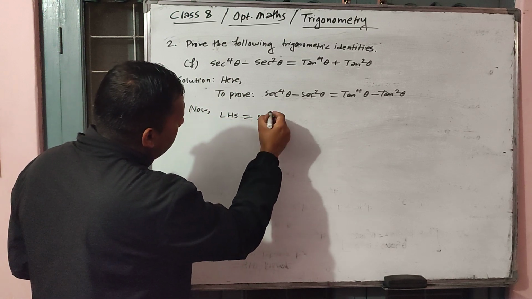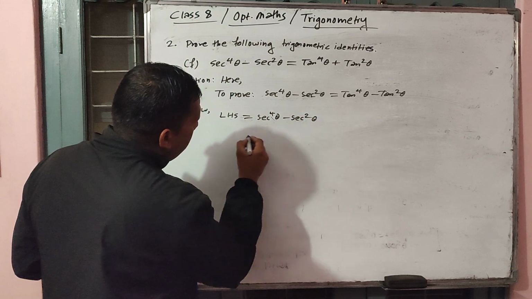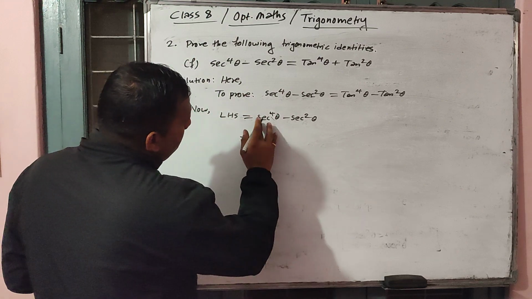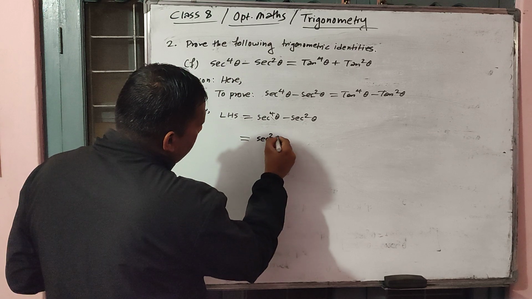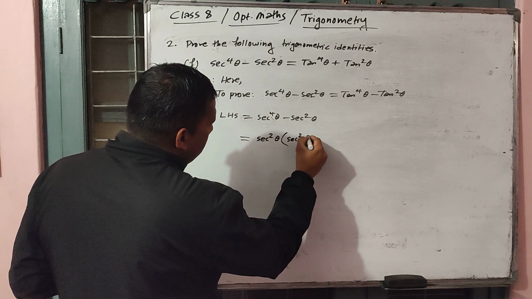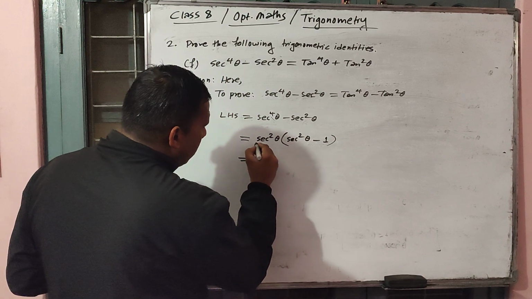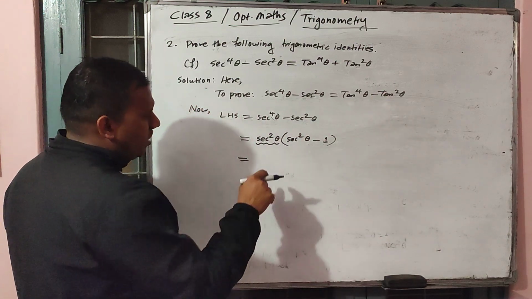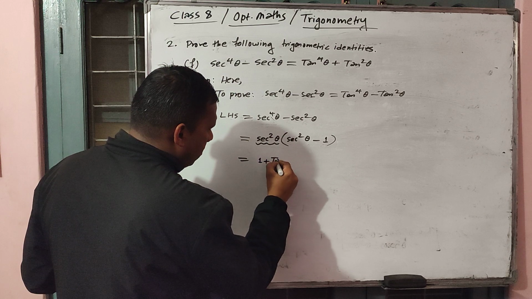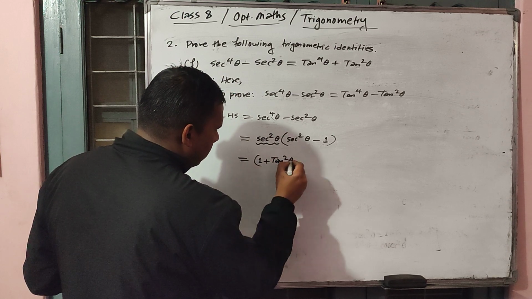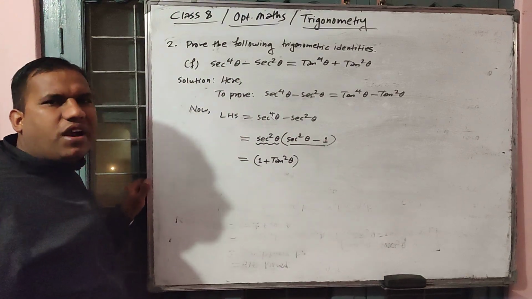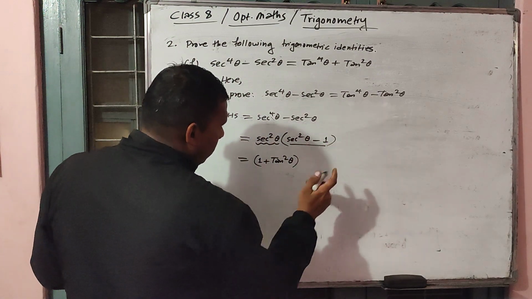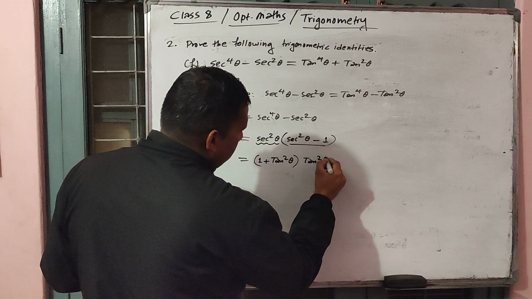Sec to the power 4 theta minus sec square theta. Now sec to the power 4 theta is sec square theta multiplied with sec square theta. So from the two terms we can take common sec square theta. The remaining part is sec square theta minus 1. Since RHS is in terms of tan, sec square theta is equal to 1 plus tan square theta. And within the bracket, sec square theta minus 1 again changes in terms of tan, so this equals tan square theta.